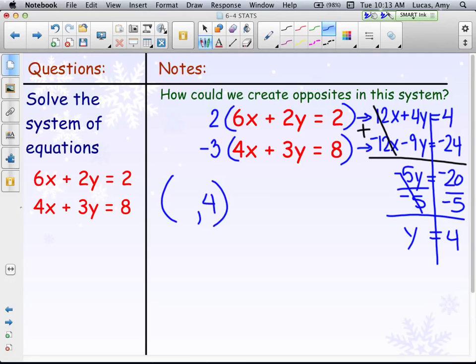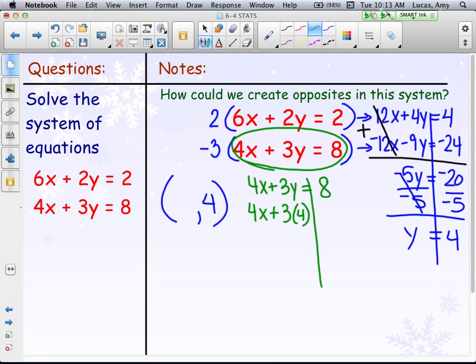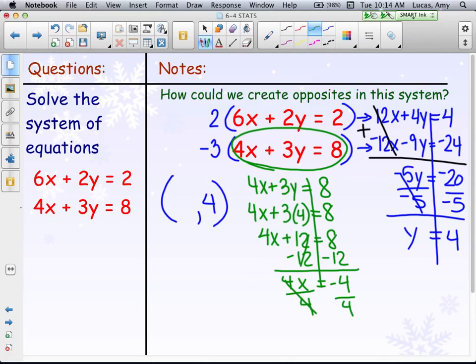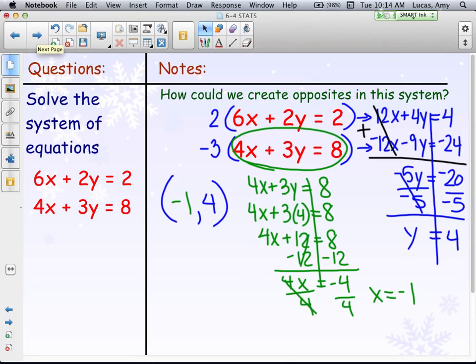So I have the y coordinate first. Now, I'm going to go with my original bottom equation and substitute the 4 for y. Three times 4 is 12. To eliminate that 12, I subtract it. And then divide by 4. Negative 4 divided by 4 is negative 1. So my solution is negative 1, 4.